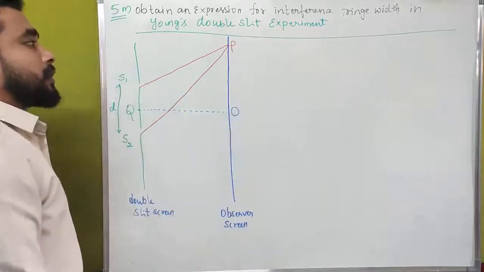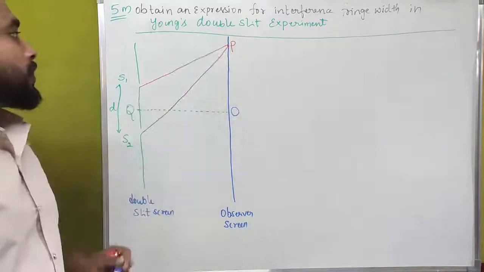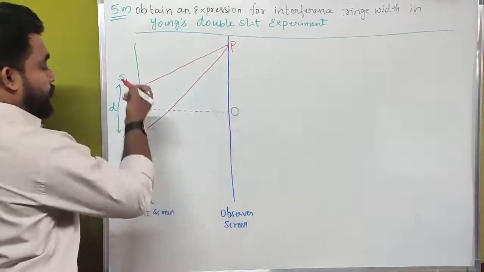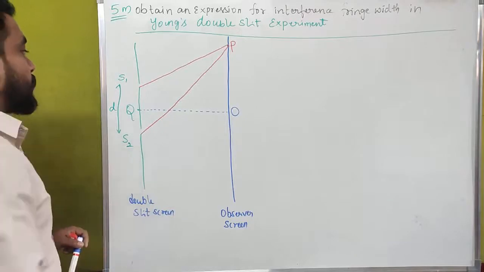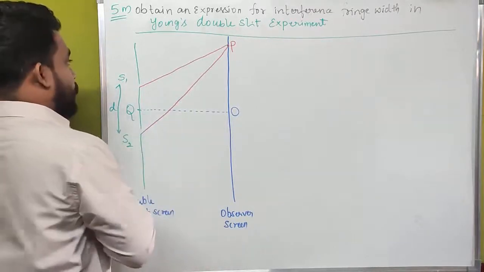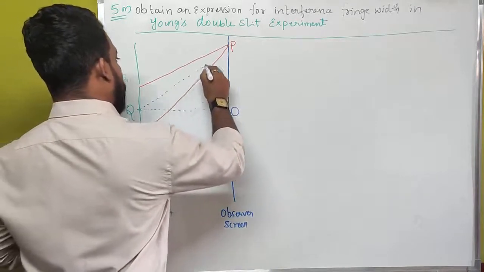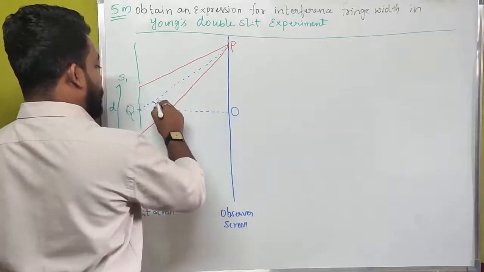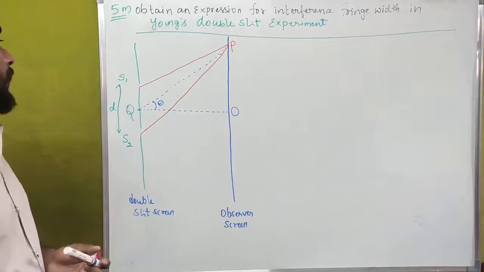And here we have another wave. Two waves are superposing at one point, called point P. This is P, O, Q. And what we have to do is draw an imaginary line from Q to P. This forms an angle theta.